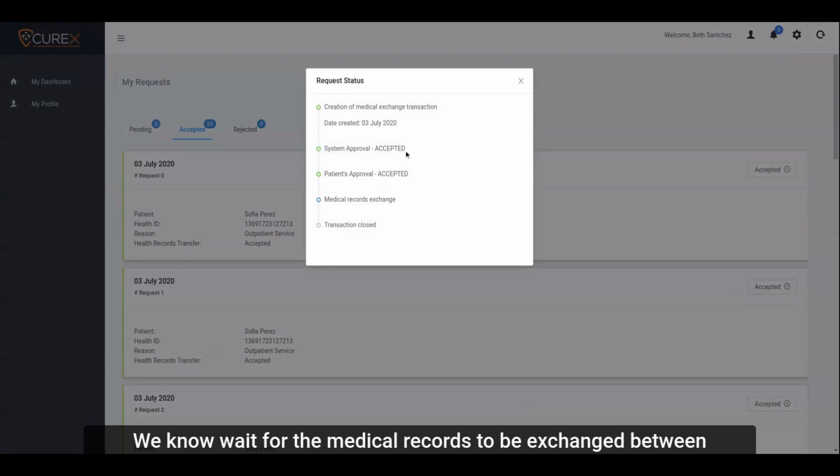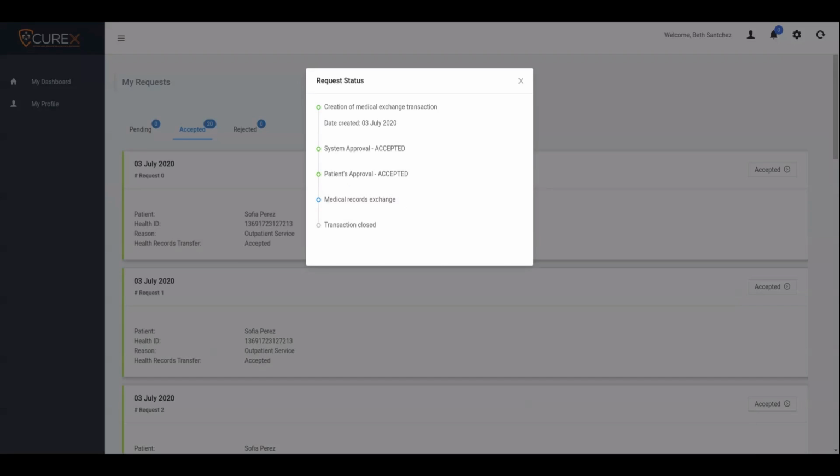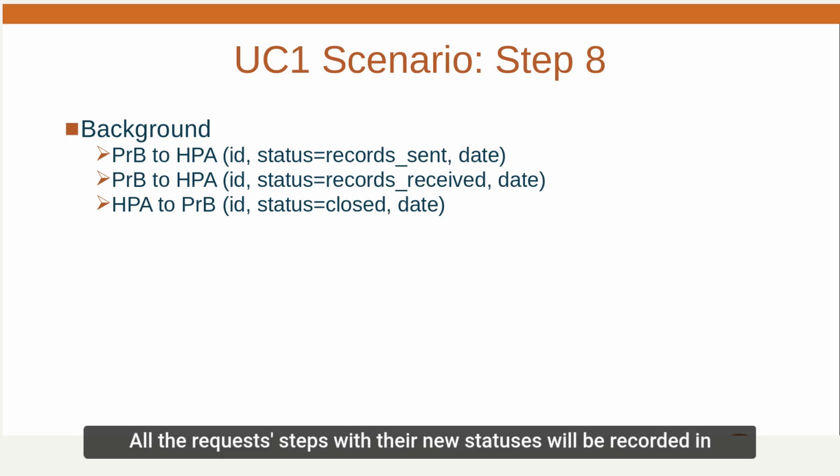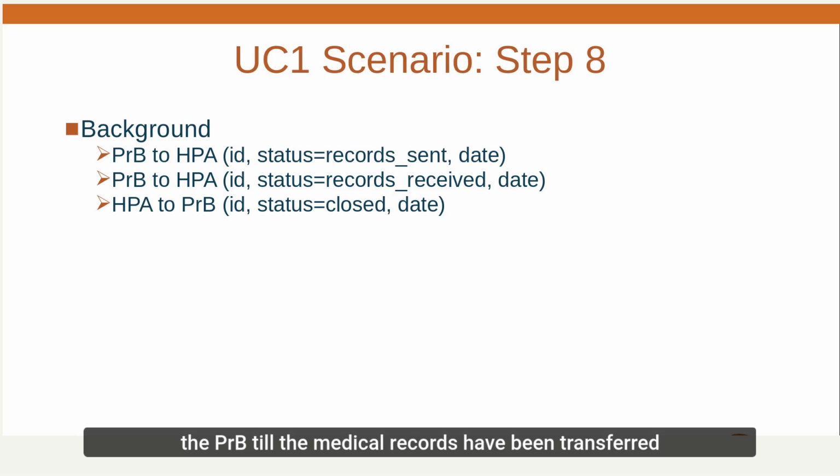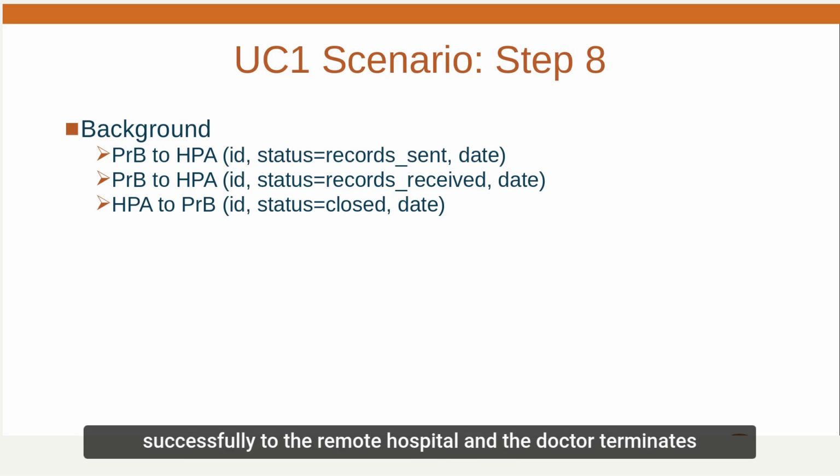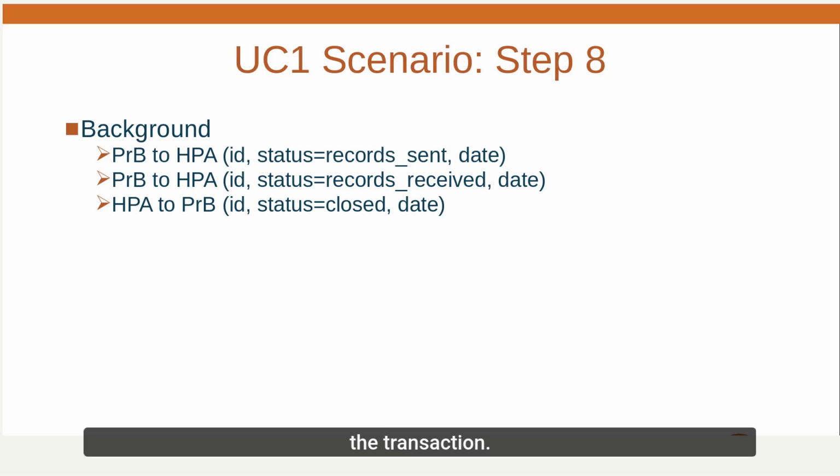We now wait for the medical records to be exchanged between the two hospitals. After this step is completed, the doctor will treat the patient. After the treatment is also completed, the doctor will close the request. All the request steps with their new statuses will be recorded in the blockchain till the medical records have been transferred successfully to the remote hospital and the doctor terminates the transaction.